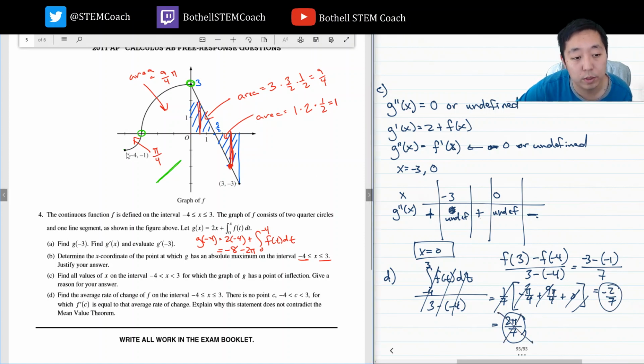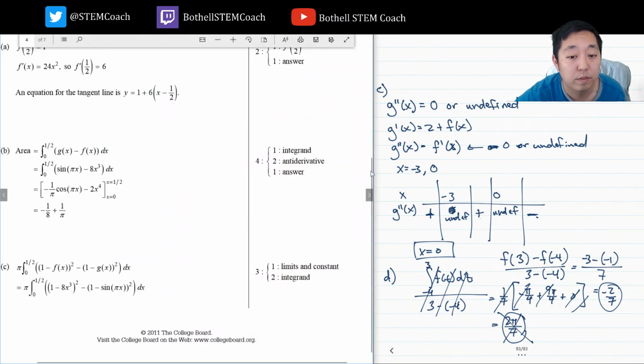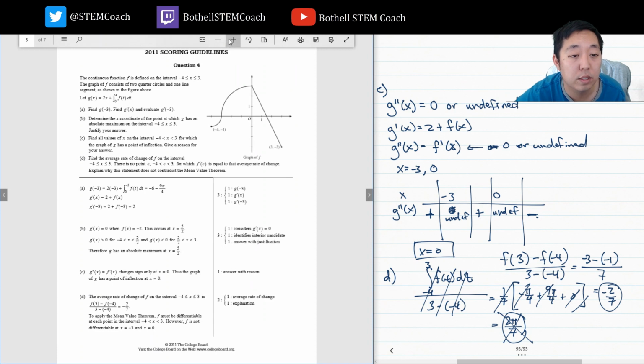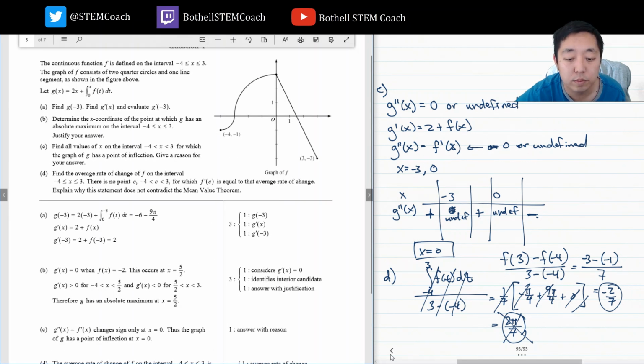So what we're doing is saying here are the 2 points and here's the average rate of change. It's a secant line slope. Now there's no slope that matches this derivative slope, and that's because the derivative jumps from here to here. One of the requirements of the mean value theorem is that it be differentiable, and it's not differentiable right there. Okay, all right. So that's a pretty long problem. It's pretty tough. Let's look at the scoring guidelines and see how we did.